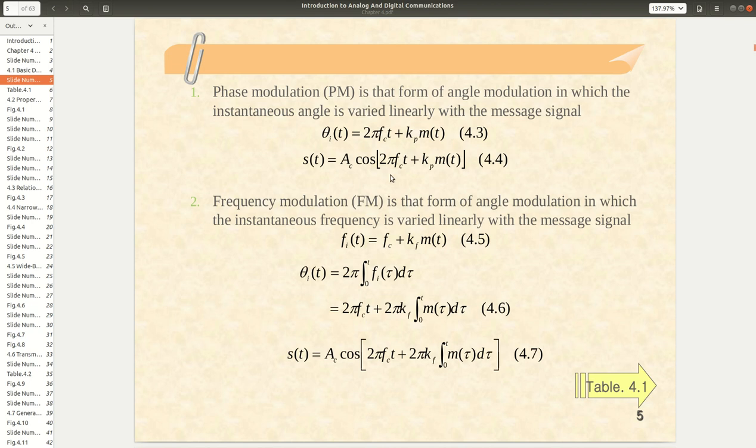Now the phase modulation. In the phase modulation, it's the change of the phase. So theta_i is 2 pi f_c t plus k_p m of t. In the frequency modulation, you change the frequency. So f_i of t is f_c plus k_f m of t.